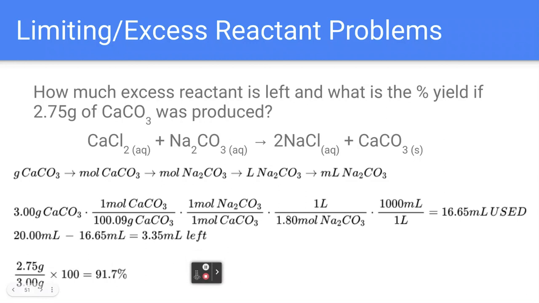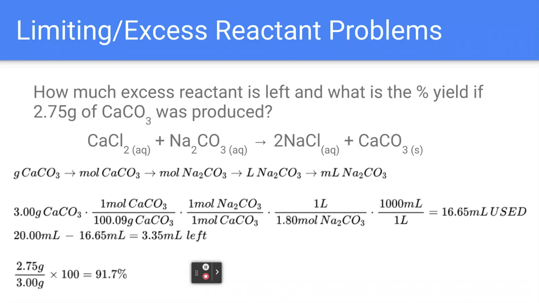So for this one here, we are going to go from grams of calcium carbonate that was actually produced to moles of calcium carbonate to moles of sodium carbonate to liters of sodium carbonate using our molarity there to milliliters of sodium carbonate, and then we will do the subtraction problem. So here we're going backwards from grams of calcium carbonate into milliliters of sodium carbonate.